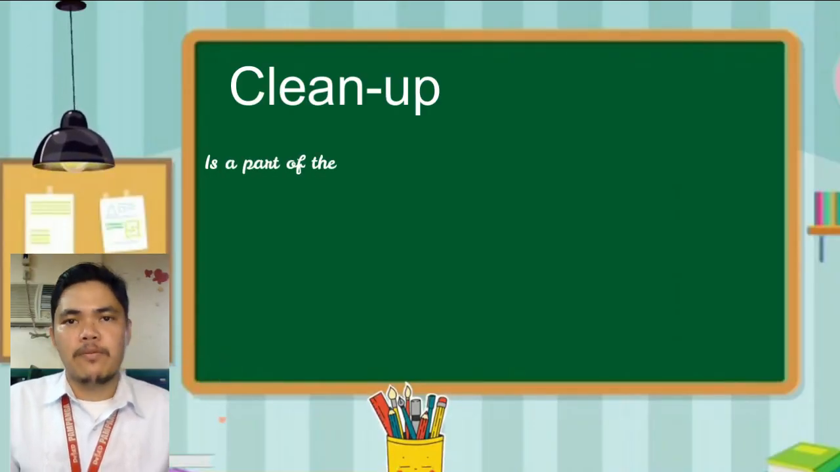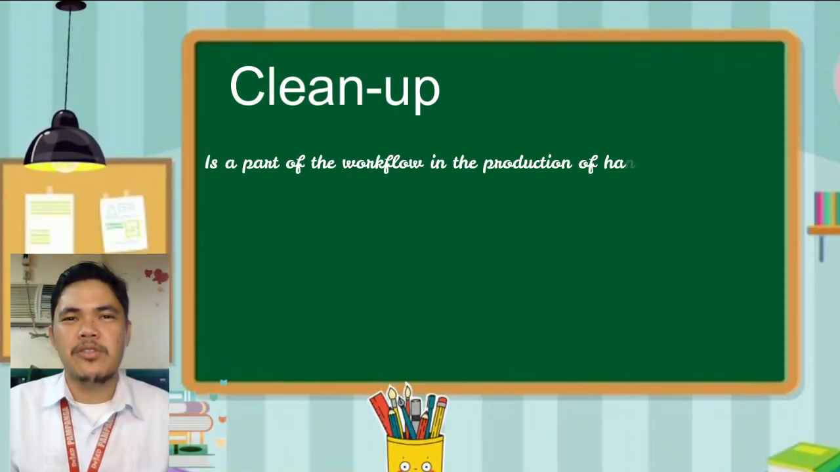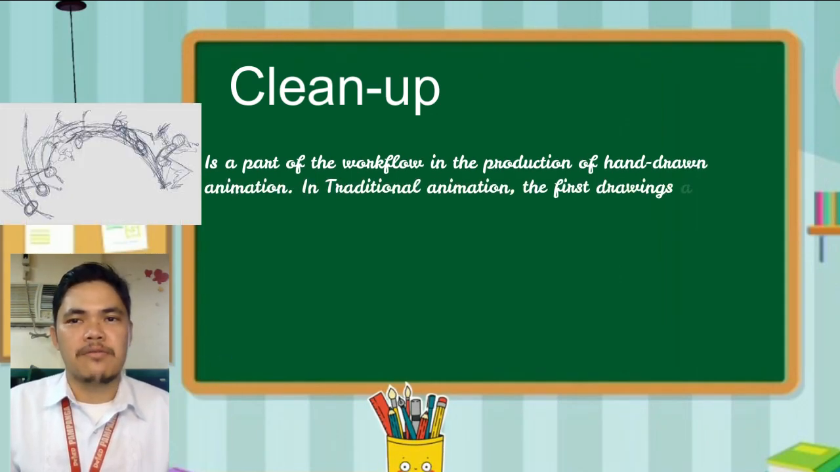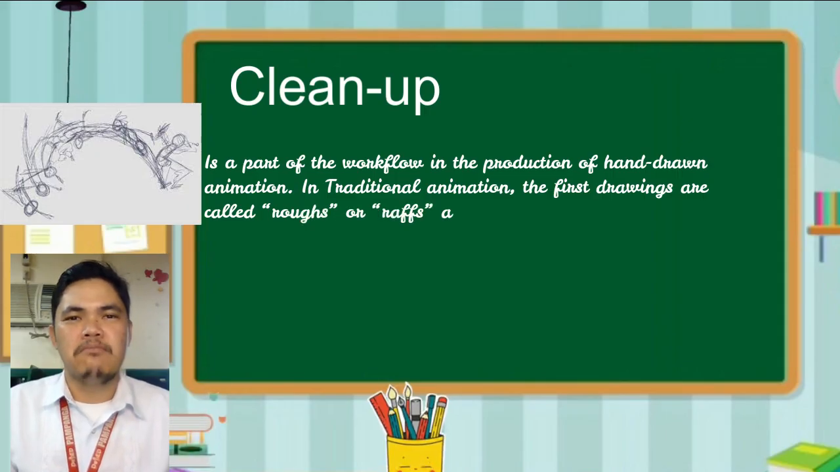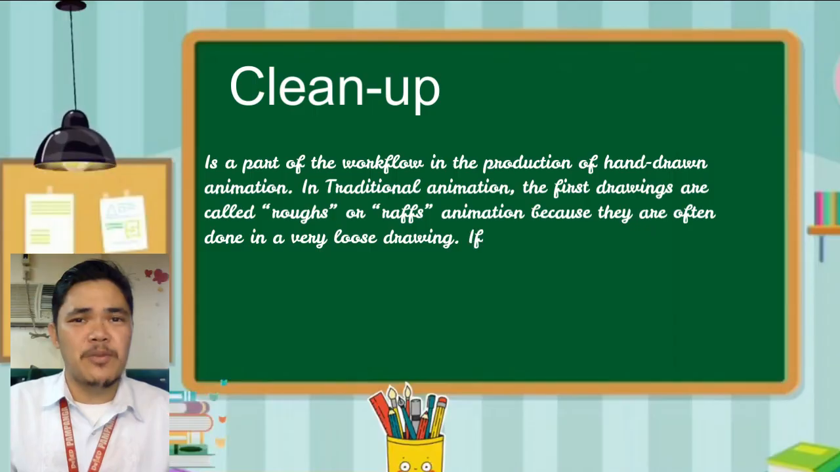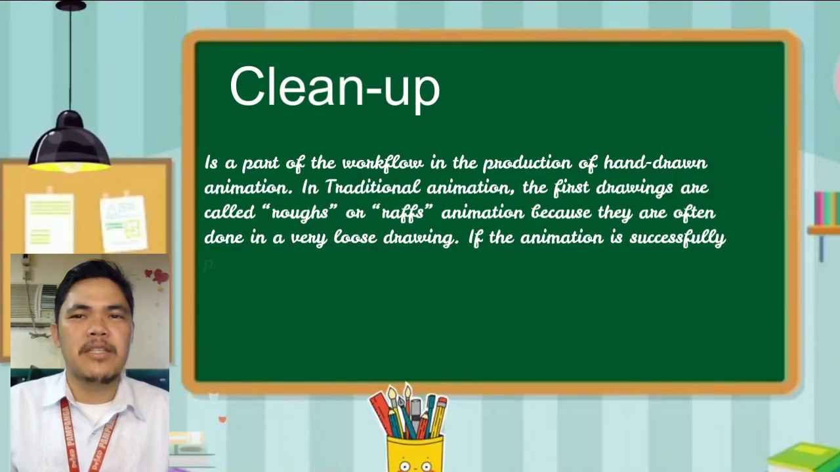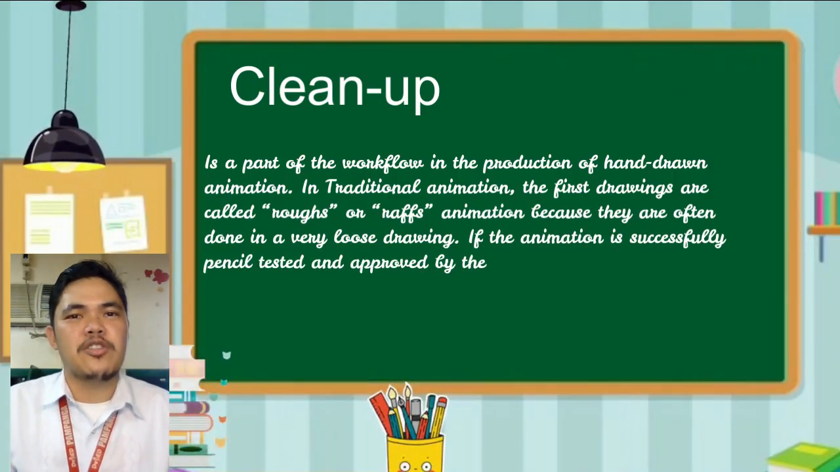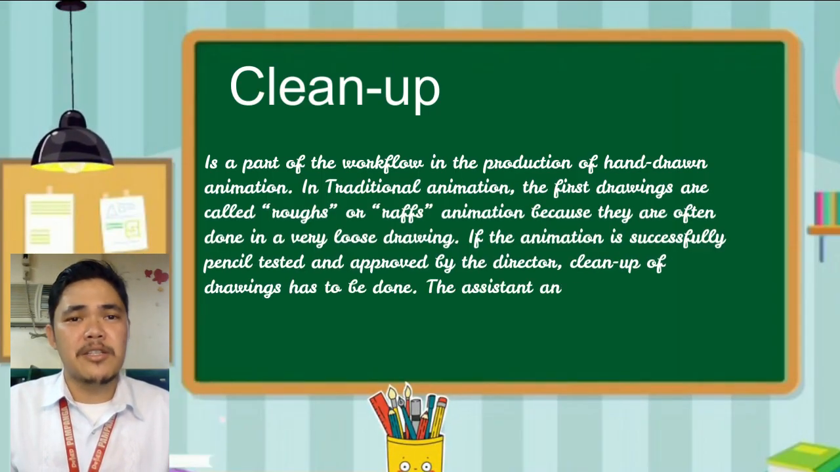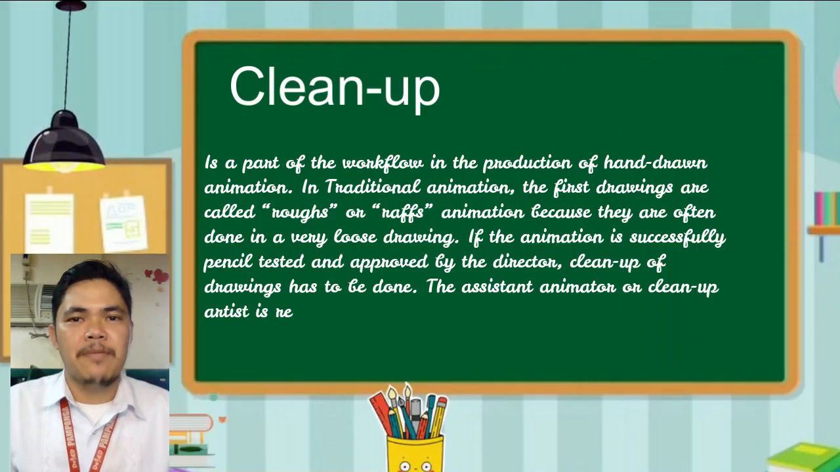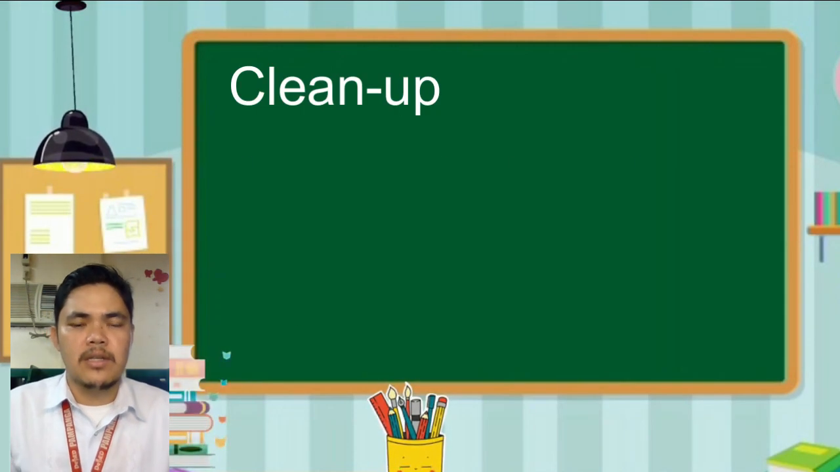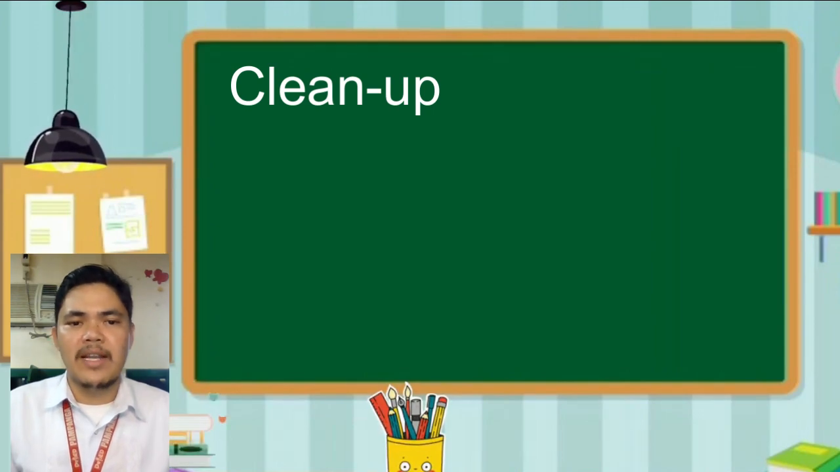Cleanup is a part of the workflow in the production of hand-drawn animation. In traditional animation, the first drawings are called wraps or wraps animation because they are often done in a very loose drawing. If the animation is successfully pencil tested and approved by the director, cleanup of drawings has to be done. The assistant animator or cleanup artist is responsible for the final line and finished look of the shot. So when you say cleanup drawings, these are drawings that are finalized.